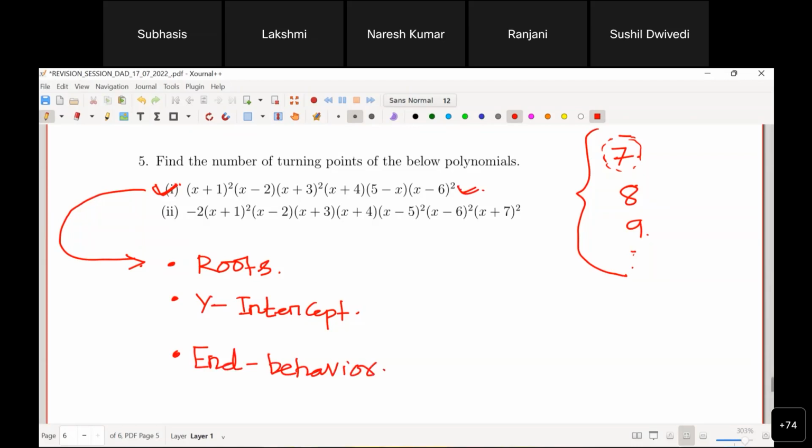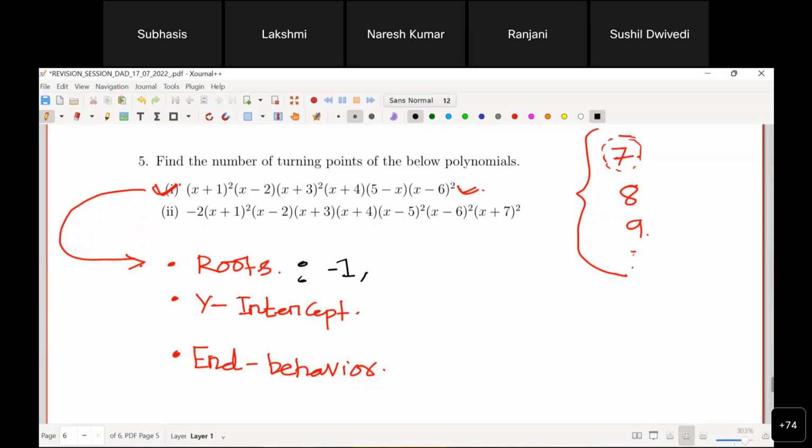Okay, so by just looking at the polynomial, we can find out the roots. Okay, so the roots are, sorry, -1. So x plus 1 whole square, so -1.